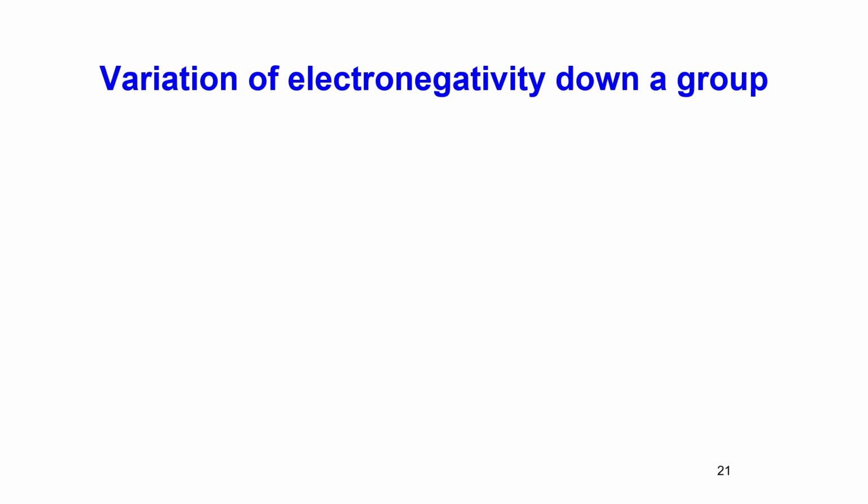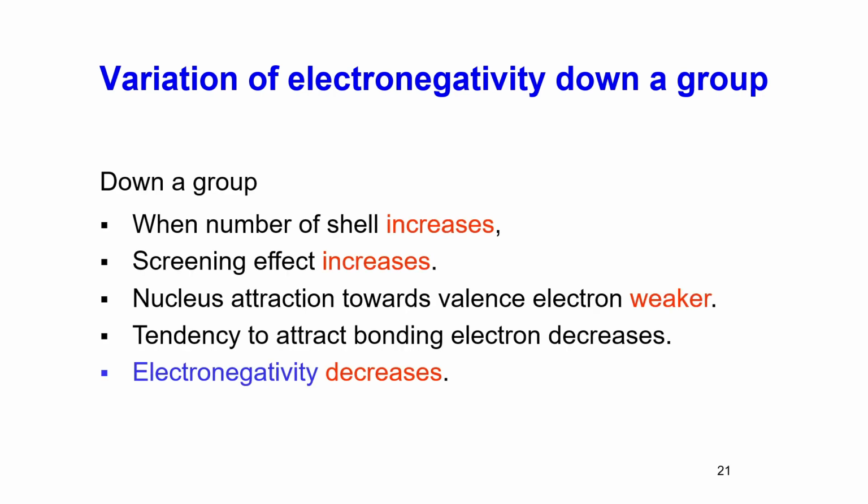As we go down the group, when number of shell increases, screening effect increases. Bila shell meningkat, screening effect pun akan meningkat. Jadi nucleus attraction akan menjadi semakin lemah. Tendency to attract bonding electron decreases. Thus electronegativity decreases bila kita turun kumpulan.